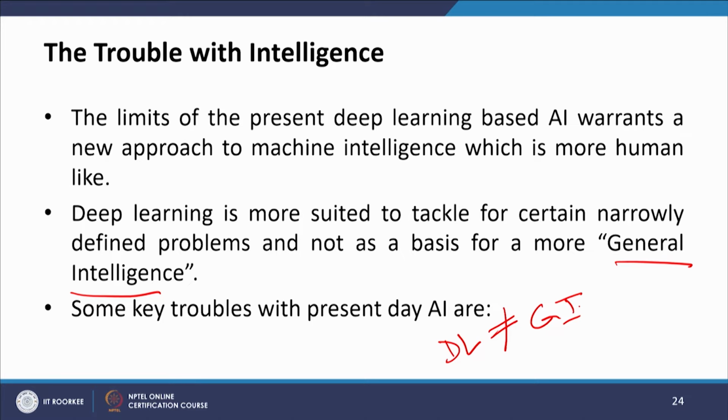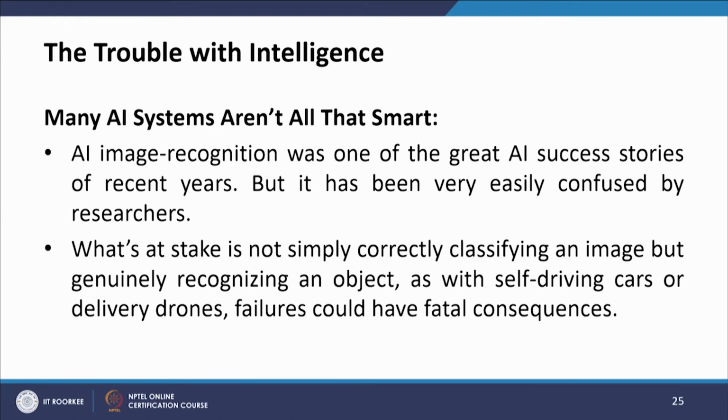Some key troubles with present-day AI are: many AI systems are not all that smart. AI image recognition was one of the great AI success stories of recent years, but it has been very easily confused by researchers. What is at stake is not simply correctly classifying an image, but genuinely recognizing an object. As with self-driving cars or delivery drones, failure could have fatal consequences. So that was one problem.